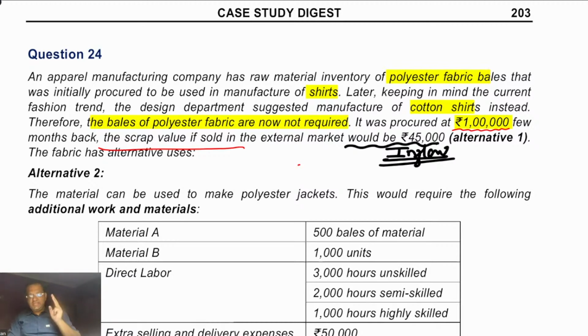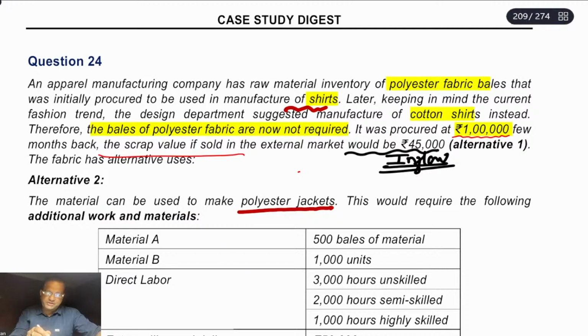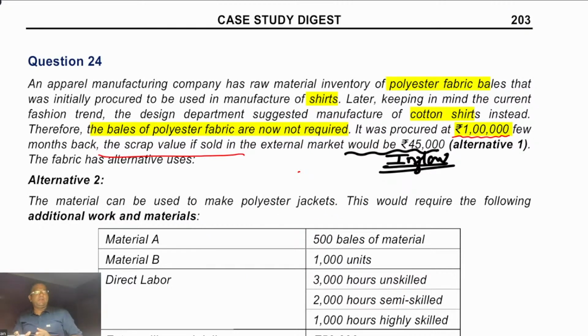But there are a total of 3 alternatives in this particular question. Let's read out alternate number 2. Alternate number 1 is very simple. There will be an inflow by the sale of existing polyester fabric in the market. Okay. Now alternate number 2. What is alternate number 2? The material can be used to make polyester jackets, while the material we have purchased is for the manufacture of shirts. Now the second alternate is: do not sell such raw material in the market. Instead, use such polyester fabric to make the polyester jacket.